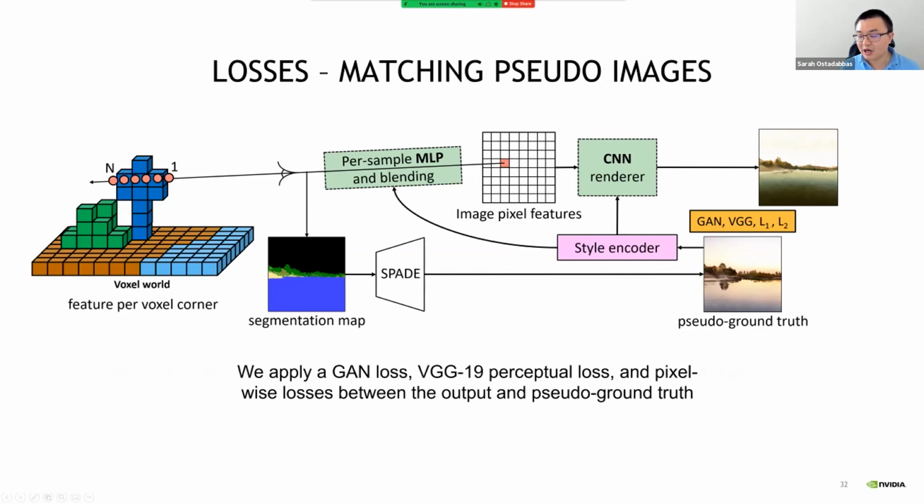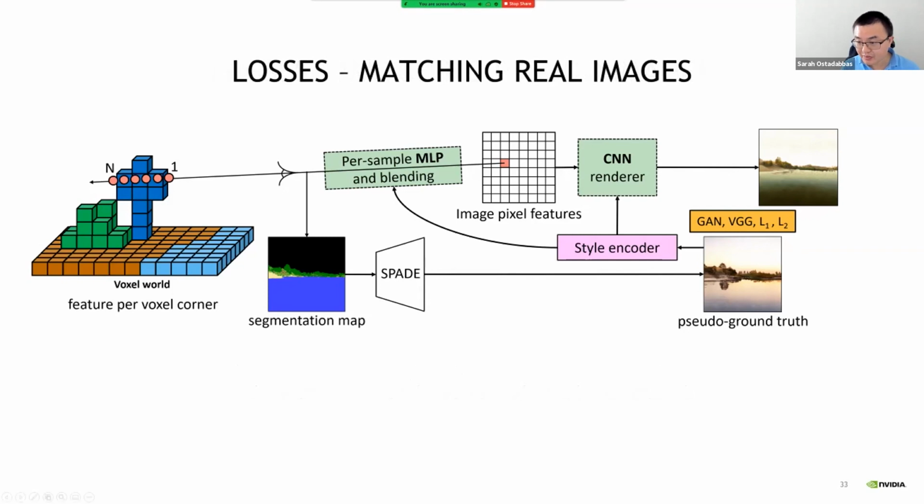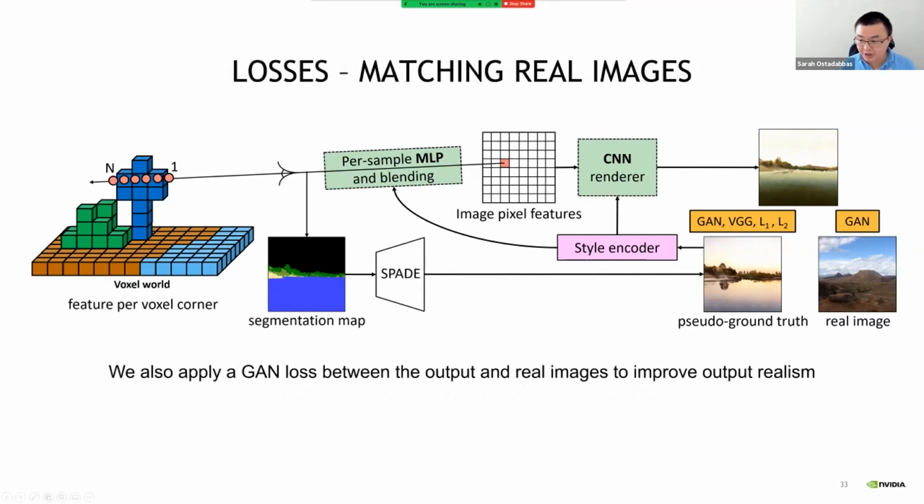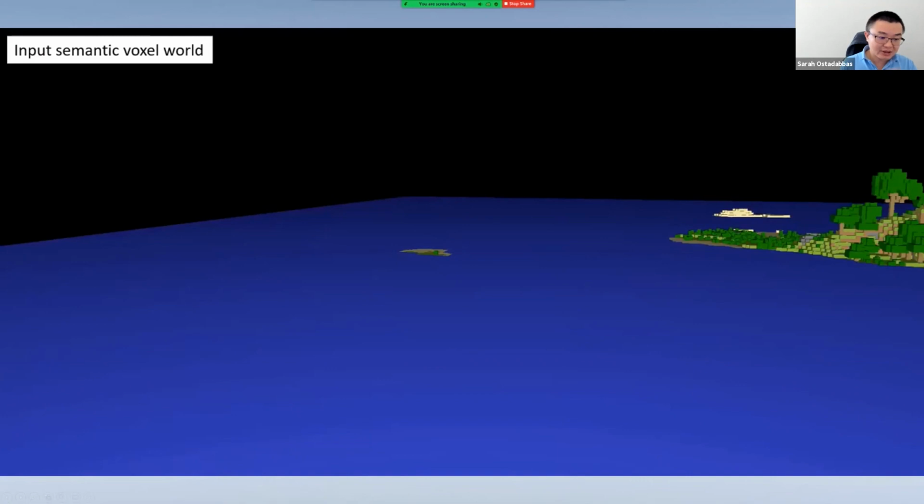First of all, we want the output image to look real, and it should match the pseudo-image. We have tried a couple of options and found the combination the best: minimize the VGG distance between these two images as well as L1 and L2. And also we want the output image to look real, so we apply another GAN discriminator here to measure whether the output looks like a real image. So the real image is first used to train this SPADE model and later used again to measure whether the output image looks real. And this is some video results.